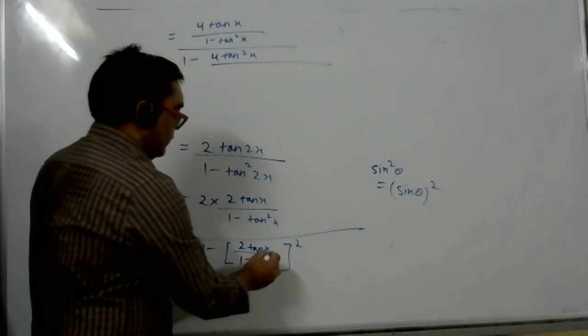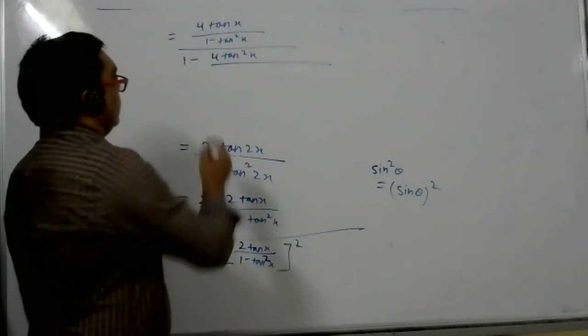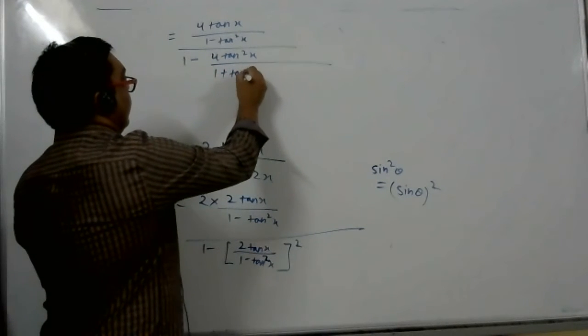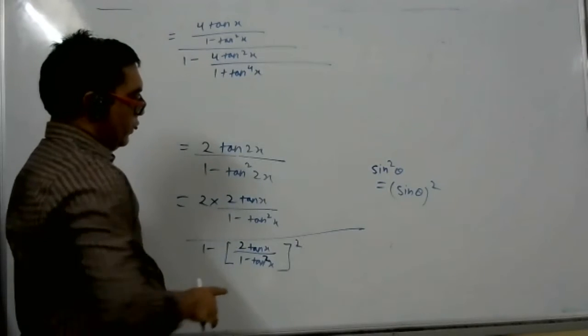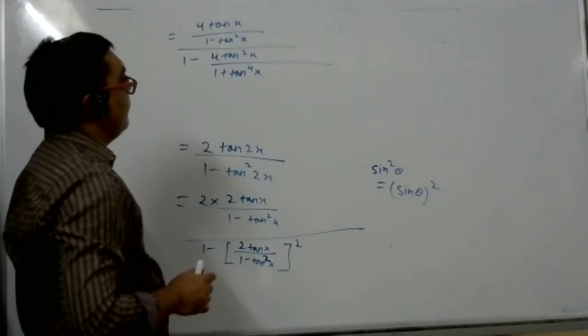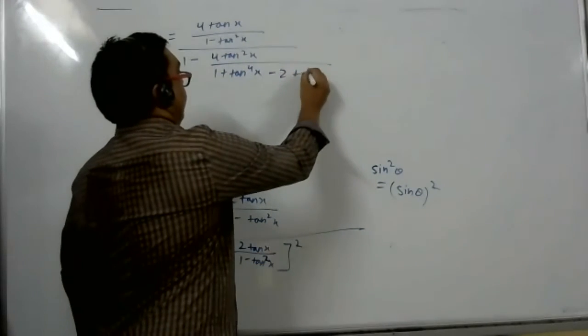Okay, sir. Sorry, sir. No problem. A minus b whole square is a square plus b square minus 2ab. Now, what should I tell you that? 1 plus tan square x, na? Square is there, student. Yes, sir. And then minus 2 tan square x.